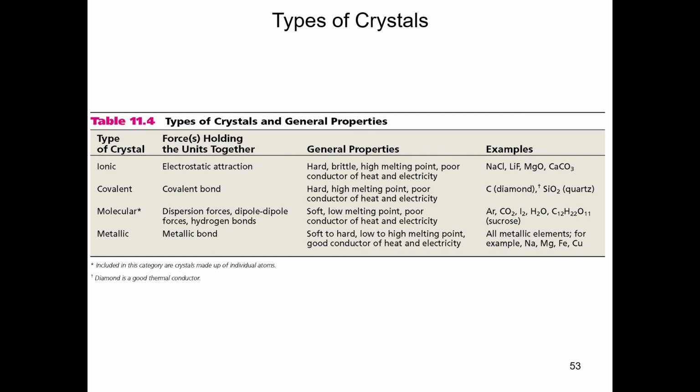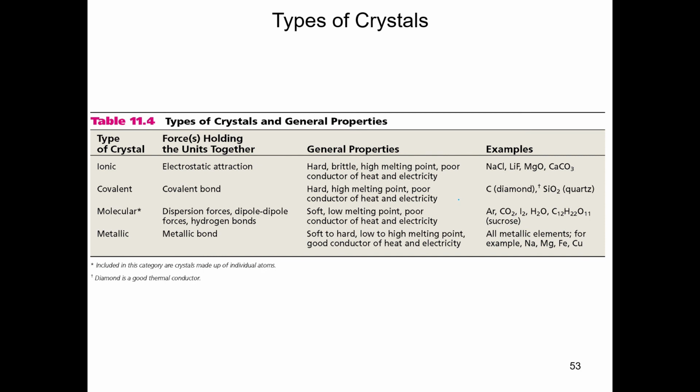Okay, alright, so kita tengok dekat general properties lah. Okay, perbezaan yang paling ketara, dia mempunyai beberapa general properties. So you can read from here. Ionic, dia mempunyai electrostatic attraction, hard, brittle, high melting point, poor conductor of heat and electricity. So you can read the example here. Kita ada sodium fluoride, sodium chloride, lithium fluoride, magnesium oxide, and calcium carbonate.